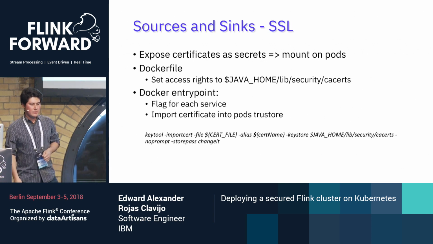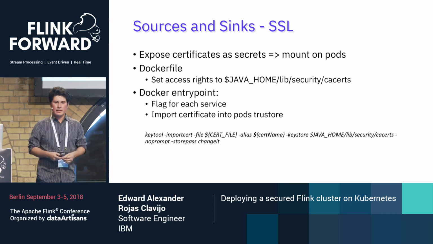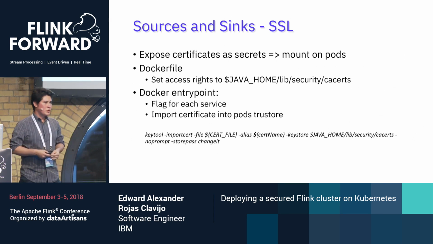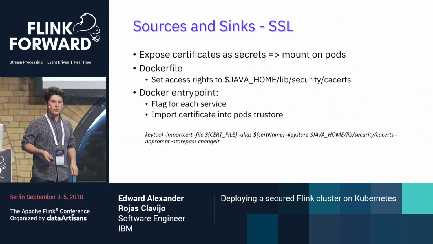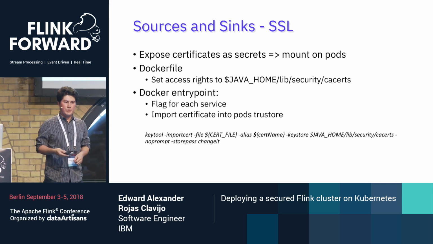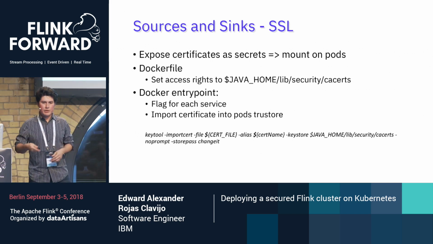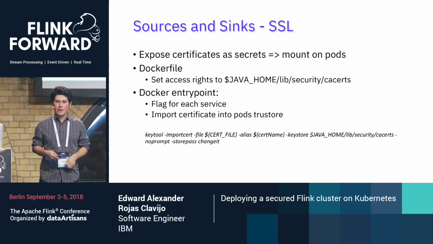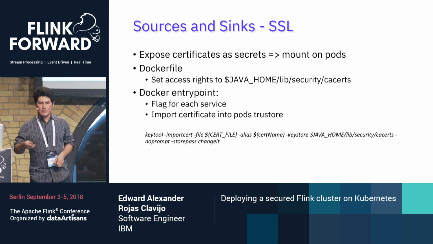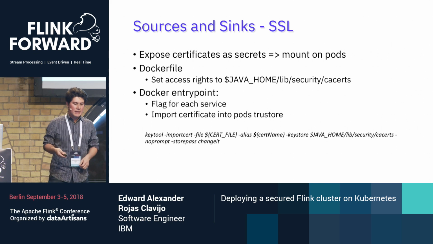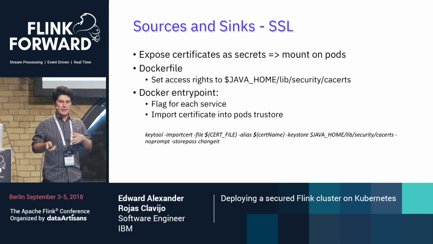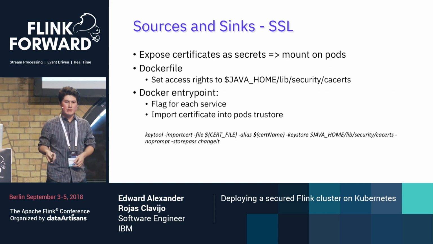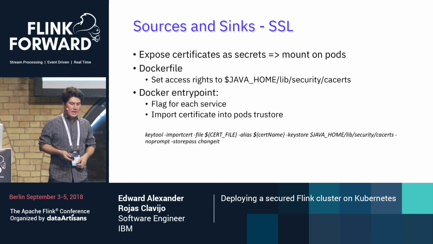Then we have these sources and sinks that are using SSL. To be able to communicate with them, we need to add the certificates into the Truststore of the JVM of the task manager. So as before, the first thing that we need is the actual certificates to be able to communicate with them. So we get the certificates for the different services, for Kafka and for Elasticsearch. And then we create a secret for this. We mount it in the different pods, so we have access to it.